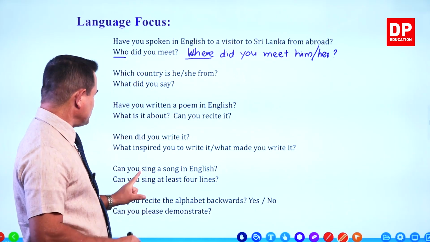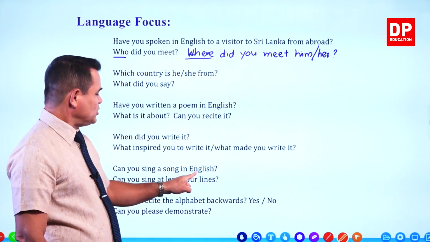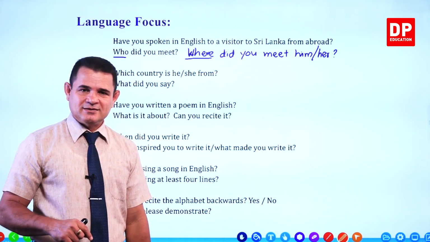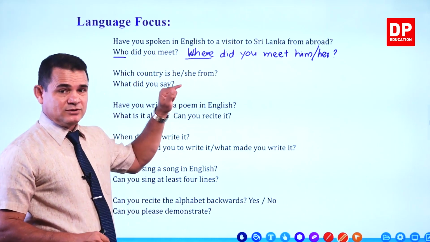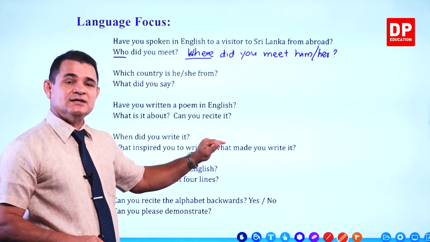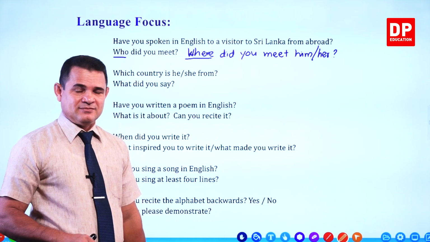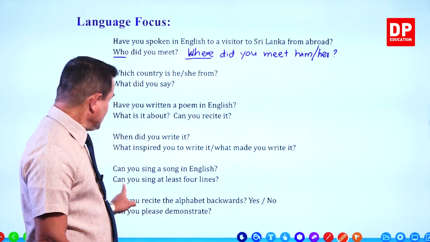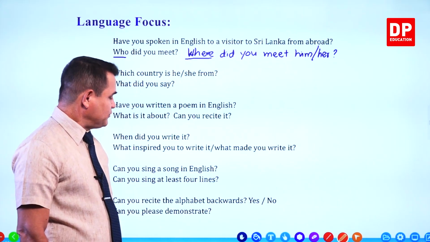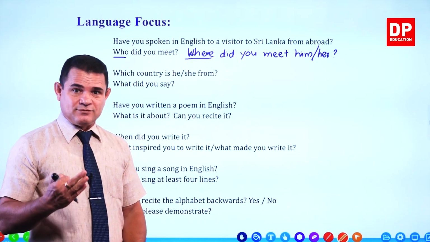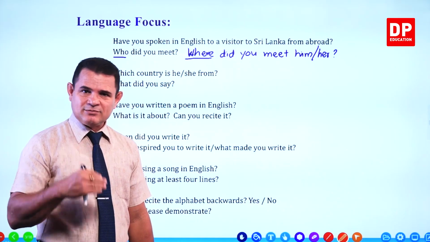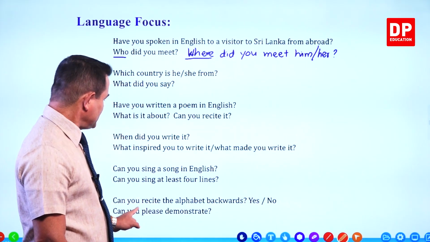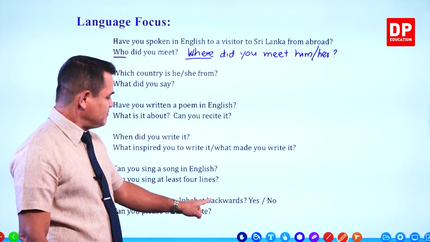And the next point, can you sing a song in English? ඔයාට ඉංග්‍රීසියෙන් සින්දුවක් කියන්න පුළුවන්ද? Now the question we had was, find someone who can sing a song in English. Then if someone says yes, you ask, okay, can you sing at least 4 lines? 4 lines of the song එකේ කියන්න පුළුවන්? Ask some follow-up questions.